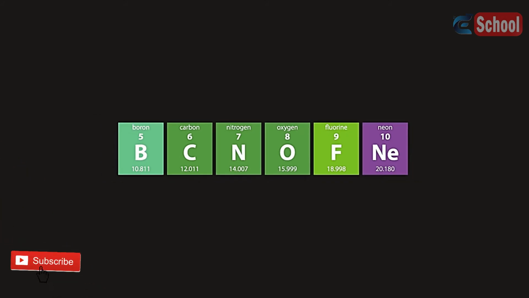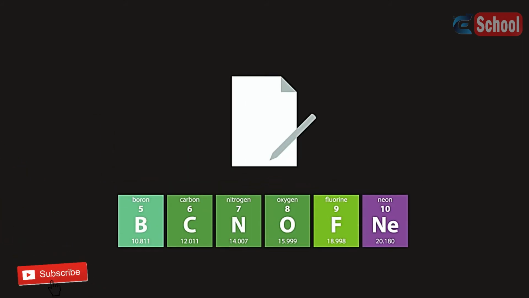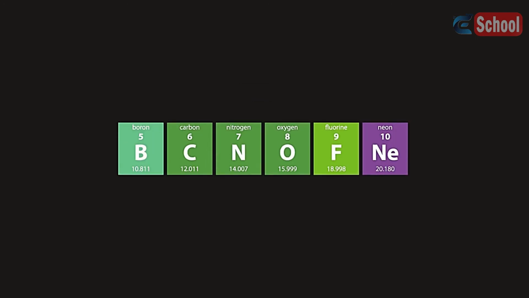Now for an exercise. See if you can draw the electron configuration diagrams for the following elements. Grab a pencil and a piece of paper, pause the video, and resume when you're ready. Now let's compare to what you've drawn.